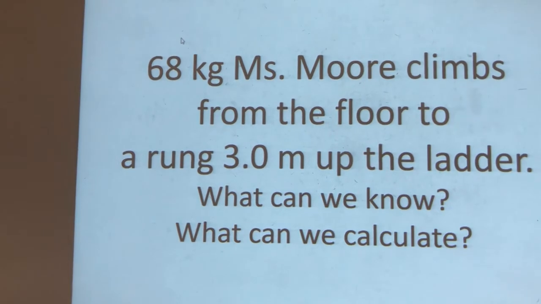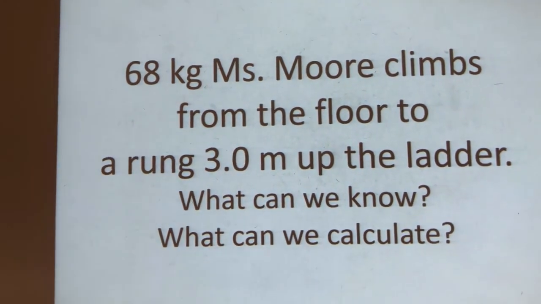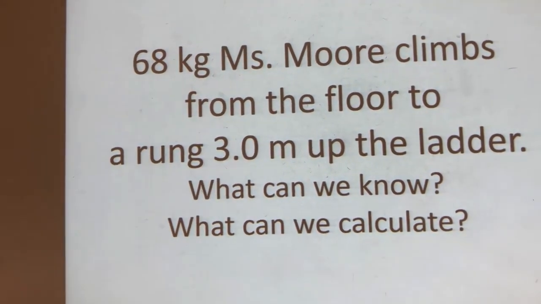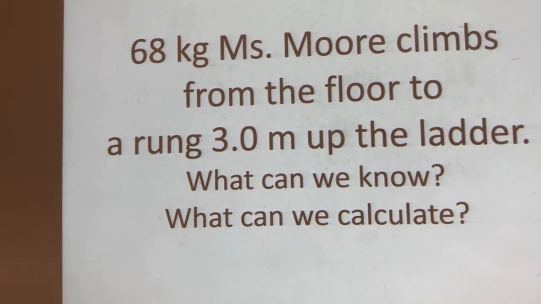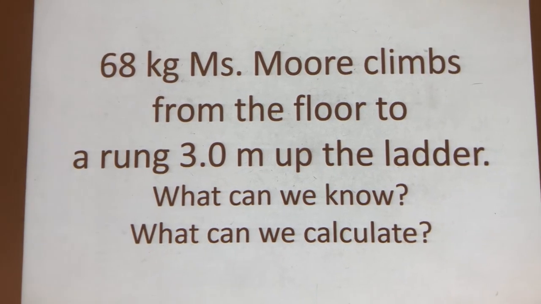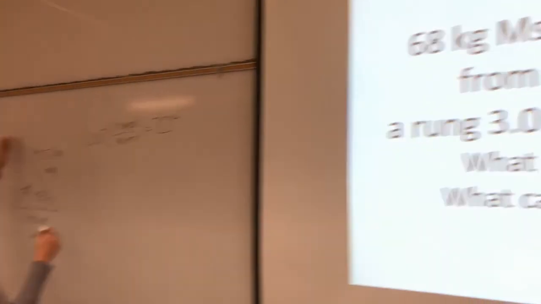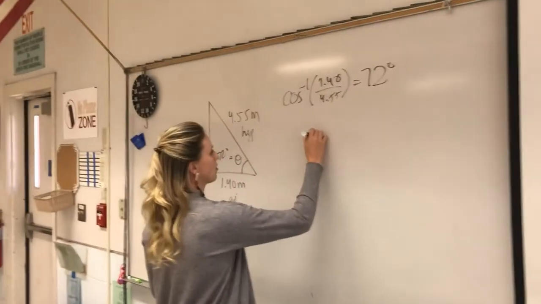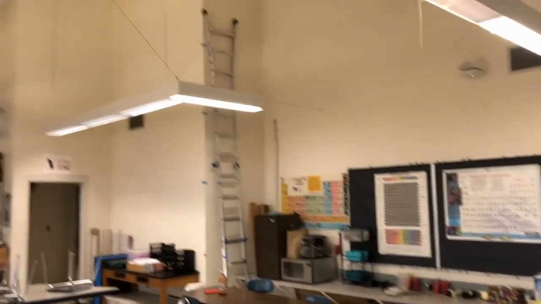Miss Moore, 68 kilograms, climbs from the floor up this ladder to a rung which is 3 meters up the ladder. Okay, what can we know? What can we calculate? Better make another diagram. So this one, the whole ladder is 4.55. She ain't climbing all the way to the top of that thing. I did not climb all the way to the top.